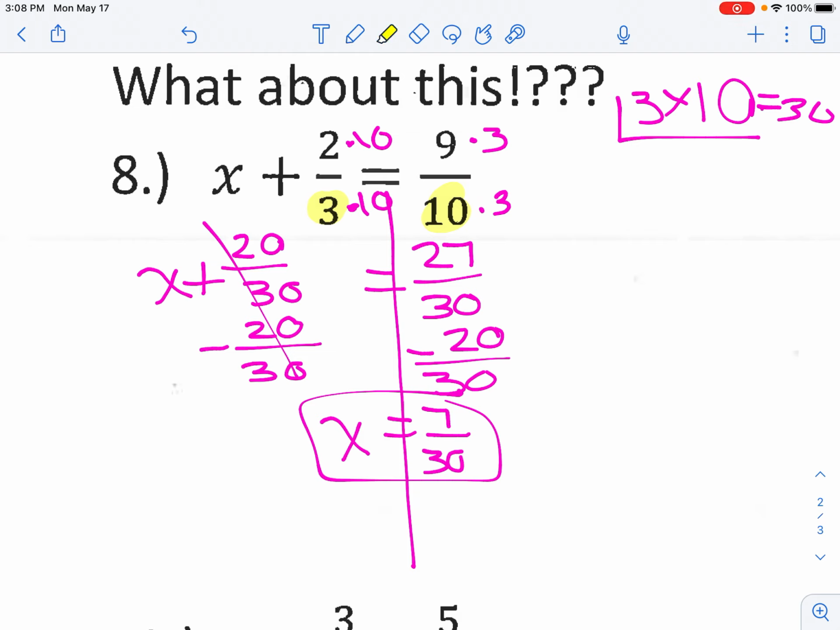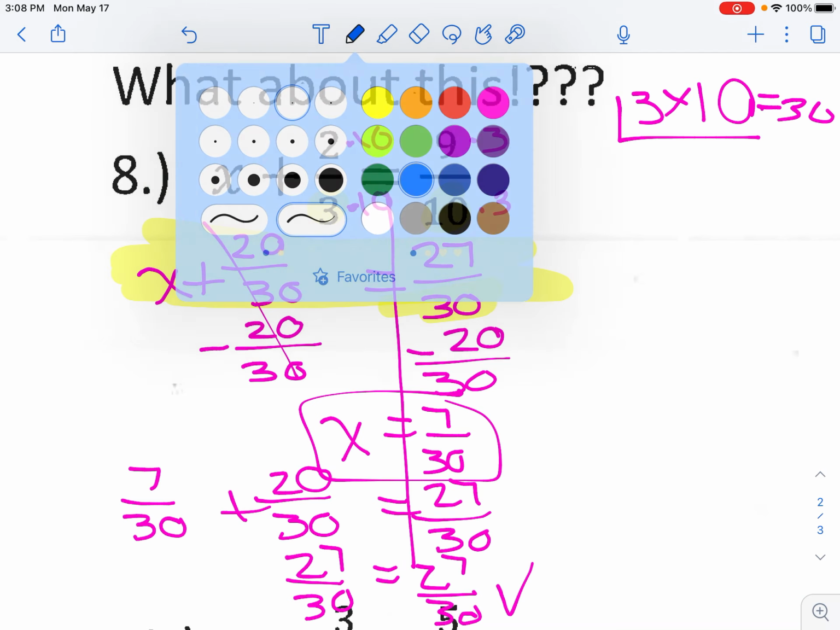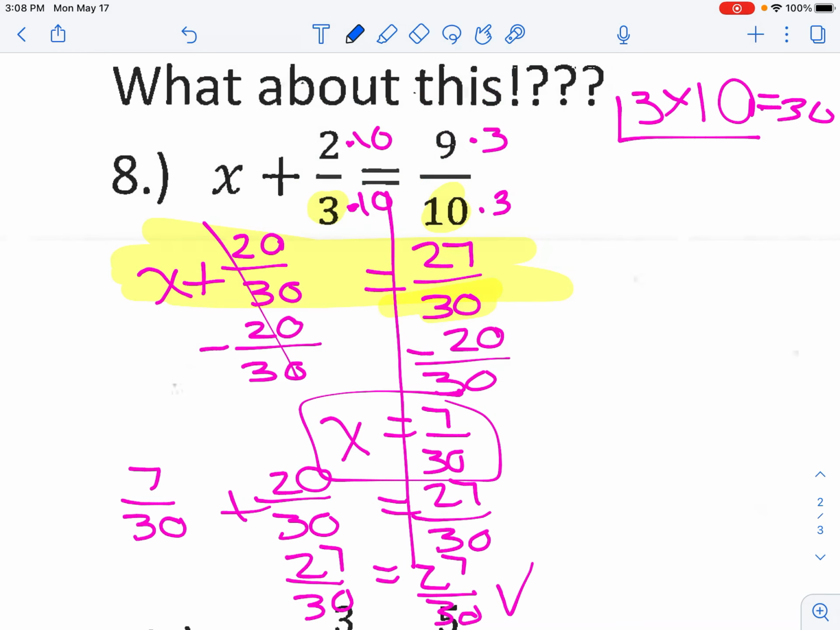Next step, substitute. We're going to rewrite this equation, substituting for our variable. So I think x equals 7/30. So is 7/30 plus 20/30 equal to 27/30? 27/30 equals 27/30. Check. All right, that was a lot of work, but we did it. We showed the inverse operation. We boxed our solution. We substituted for the variable, and we checked.